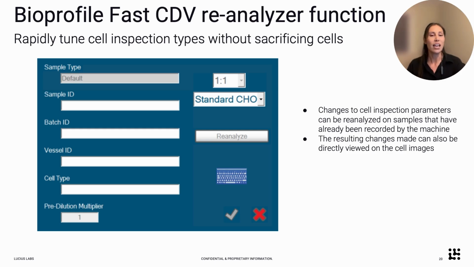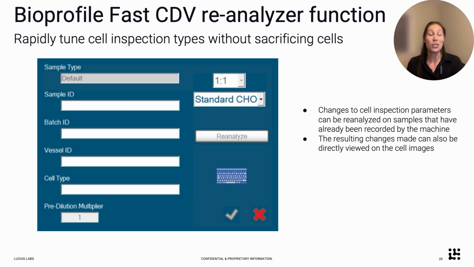What's highlighted here is just a snapshot of what the reanalyzer function looks like. By just clicking on the sample that we choose to reanalyze, we can select a different cell inspection profile and then reanalyze the images that have already been captured by the machine and select optimized parameters that enable the most accurate information. The resulting changes made can also be directly viewed on the cell images, and all of this information is stored, so you don't lose the initial information that was already captured.